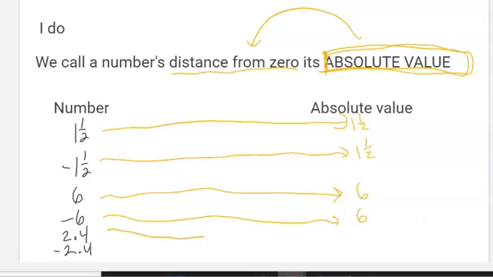Same here. 2 4/10. How far is it from 0? Well, it's 2 4/10. How about -2 4/10? How far is it from 0? It's also 2 4/10 units away. We don't say anything has a negative distance when we talk about distance.